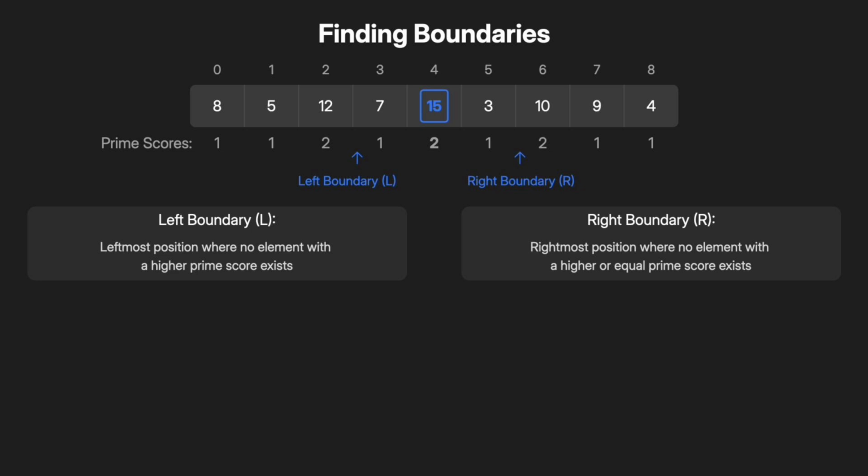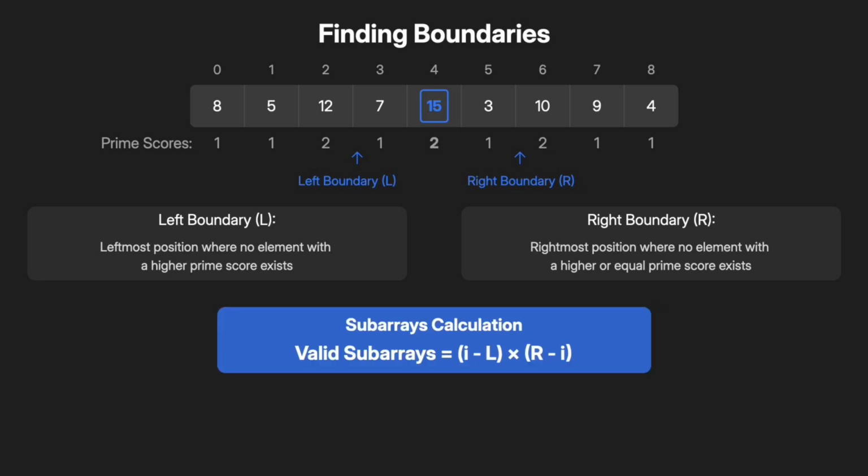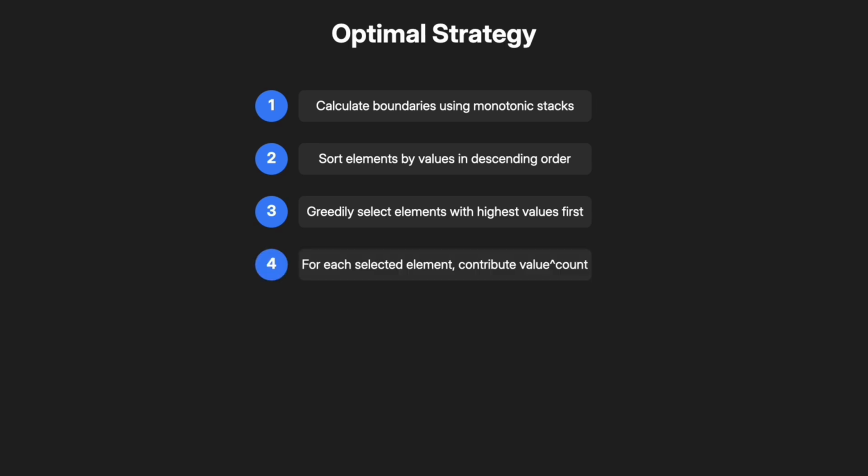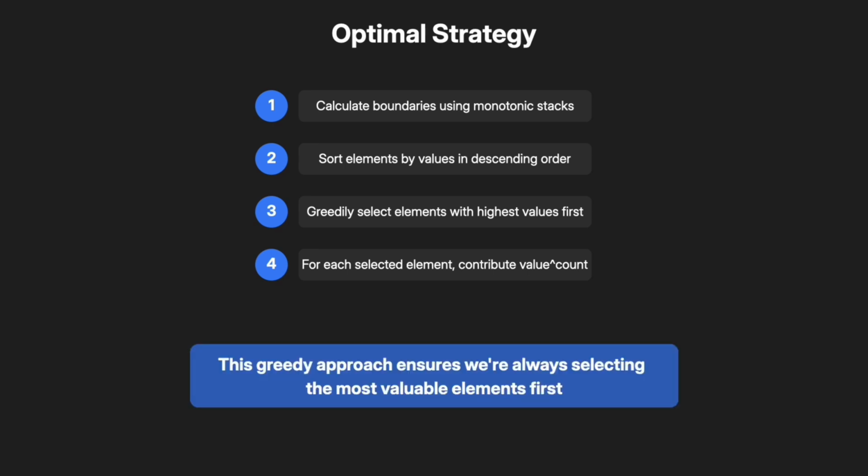With these boundaries, let's call them L and R, we can calculate the total number of valid subarrays for each element as Li times Ri. This formula gives us the count of subarrays where our element has the highest prime score. Our optimal strategy becomes clear. Calculate boundaries for each element using monotonic stacks. Sort elements by their values in descending order. Greedily select elements with highest values first until we've used all k operations. For each selected element, we contribute value raised to the power of its count to our score. This greedy approach ensures we're always selecting the most valuable elements first, while respecting the prime score constraints of the problem.